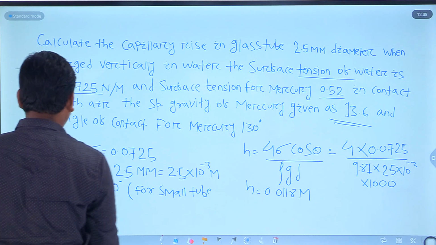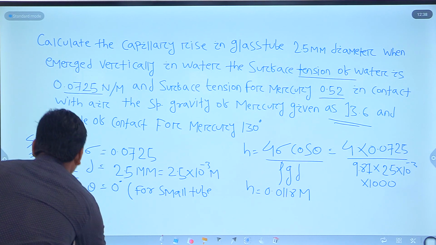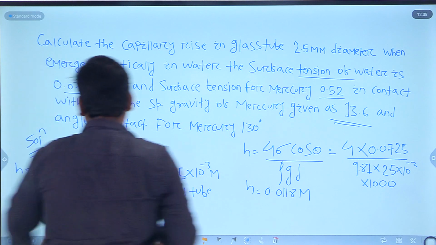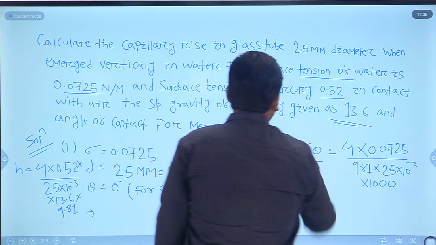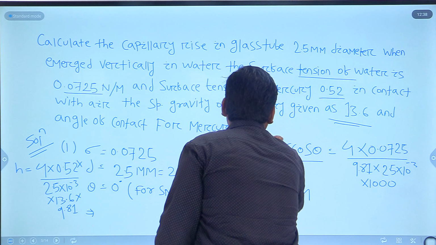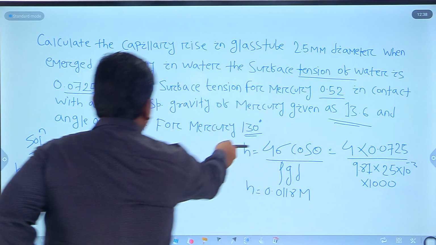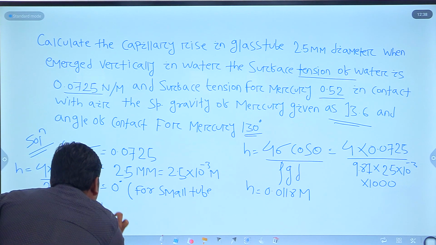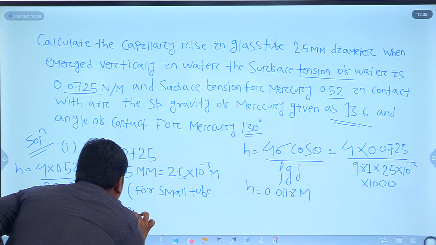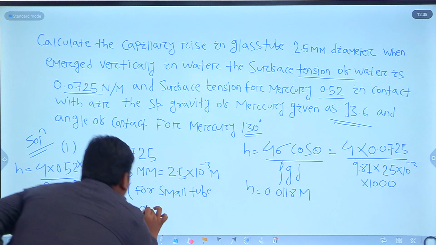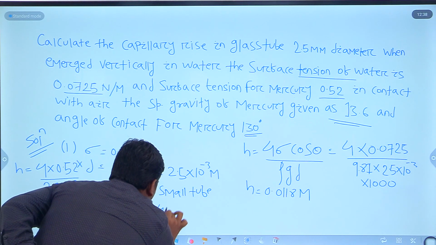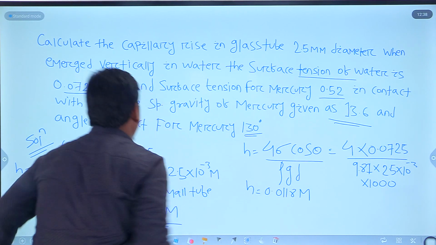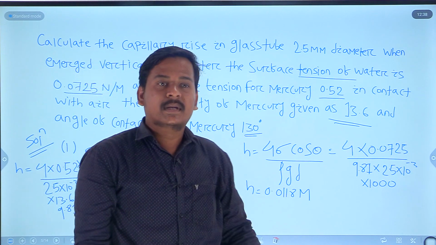And we find the value of h is equal to, here, okay, what is the value of cos theta? The value of theta is 130 degrees, then put cos theta with theta equal to 130, h becomes 0.004 meter by calculating in a scientific calculator.